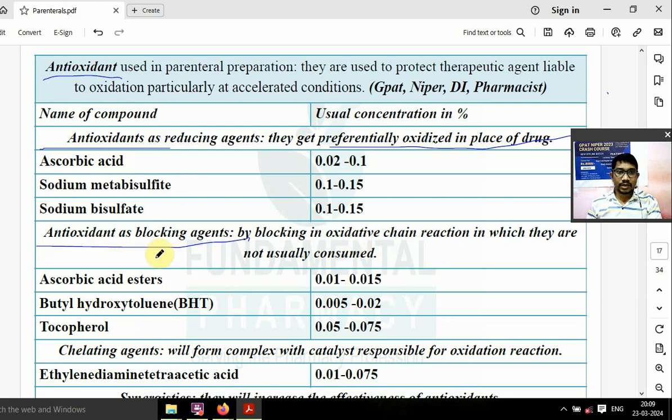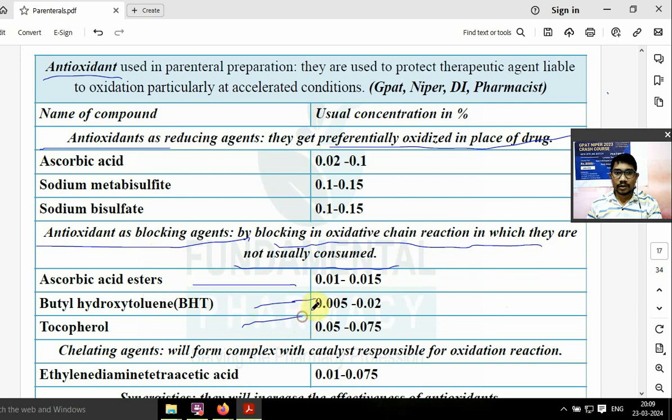Antioxidant act as a blocking agent. So by blocking the oxidative chain in which they are not usually consumed. जो ऑक्सीडेशन का रिएक्शन हो रहा है उसमें ये जो चेन टर्मिनेटर्स उनको बोलते हैं चेन टर्मिनेटर्स. सो एग्जांपल इज ascorbic acid esters, BHT butylated hydroxytoluene, tocopherol.